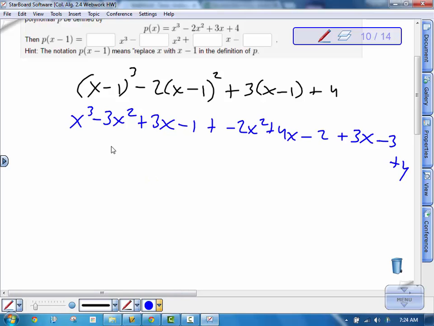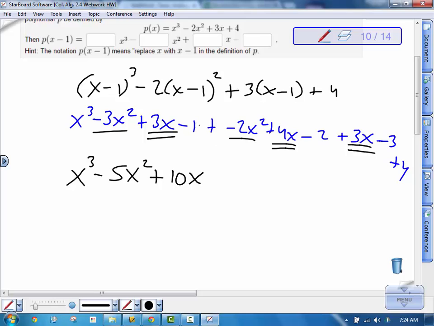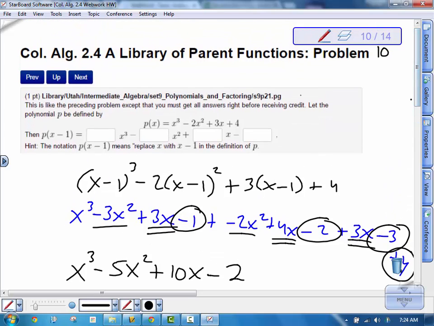So now I'm just going to add like terms together. I'll look for any x cubes. I just see one, x cubed. I'll look for any x squareds. I see those and those, so that would be negative 3, negative 2, make negative 5x squared. I'll look for any x's, so x is there, there, and there. So that would be 3 plus 4 plus 3, which is 10x. And then I'll look for any numbers, so I have negative 1, negative 2, negative 3, and 4. So that would be 1, negative 1, so negative 2. So then I can go ahead and just enter these in. They want this to be 1, this would be 5, this would be plus 10, this would be minus 2.